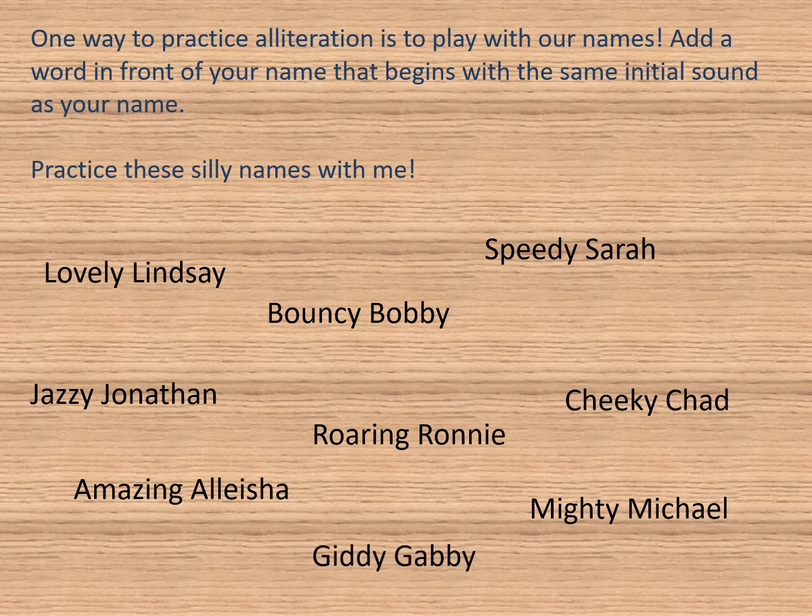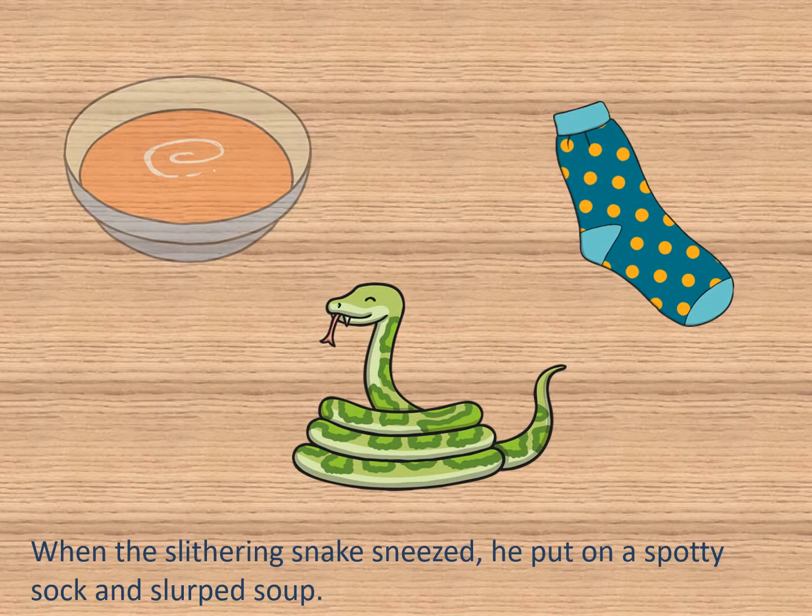Oh, I forgot my last one. Giddy Gabby. All right, so another way you can do alliteration is making some silly sentences. So I've got some pictures here. I've got some soup, a snake, and a pair of socks.